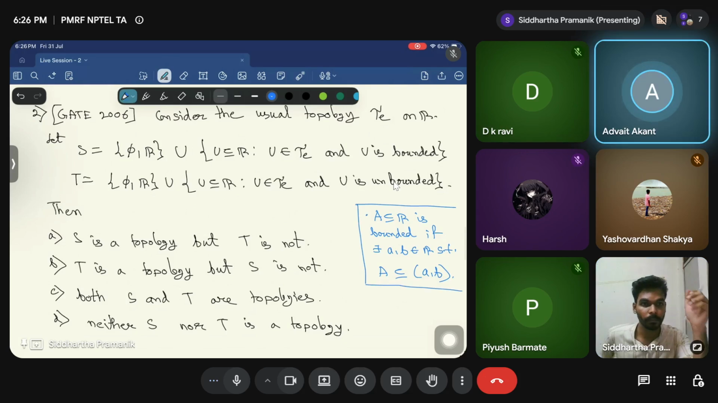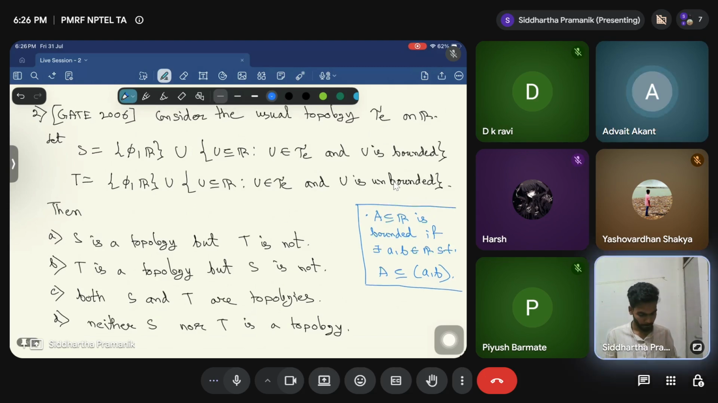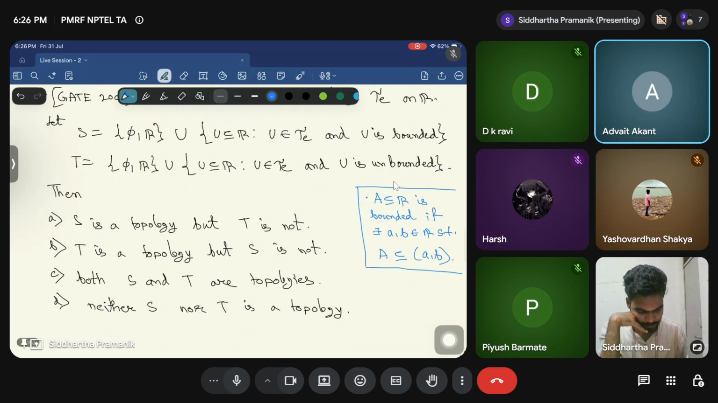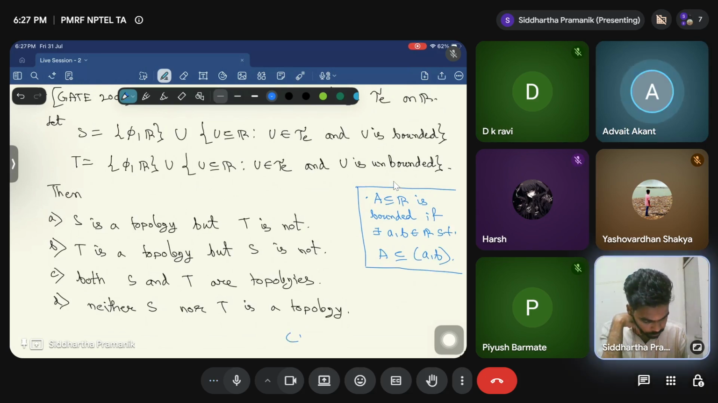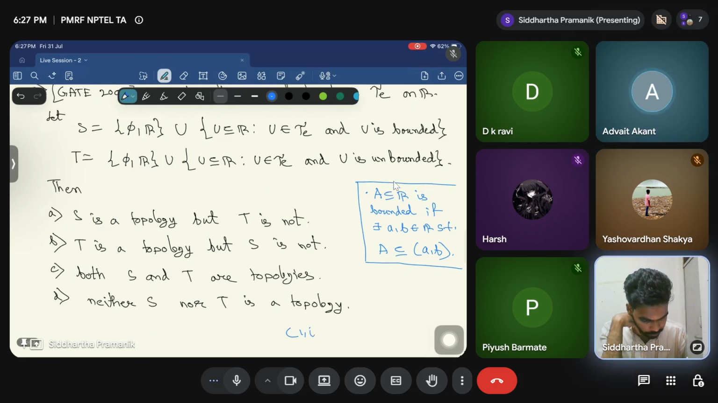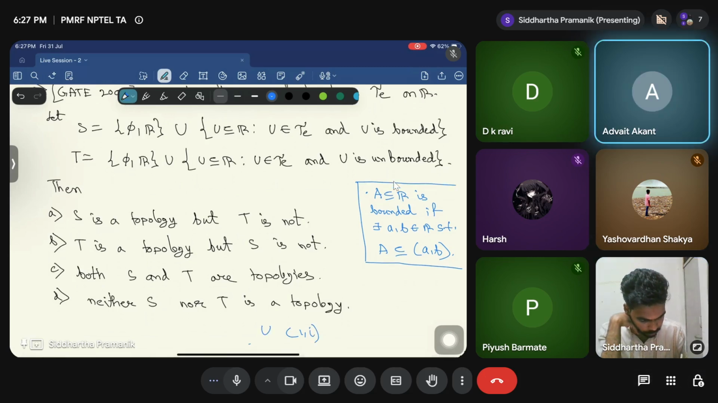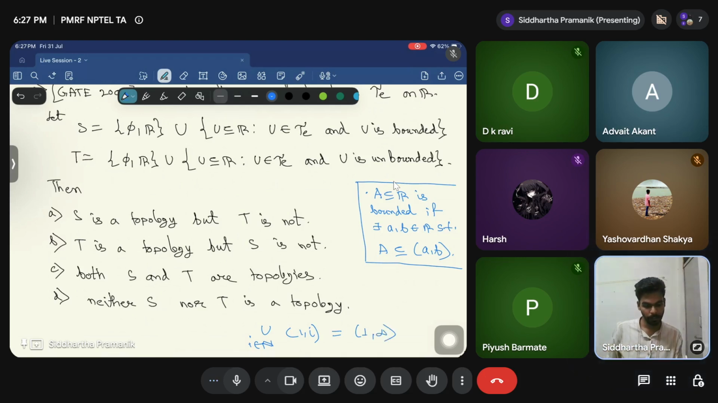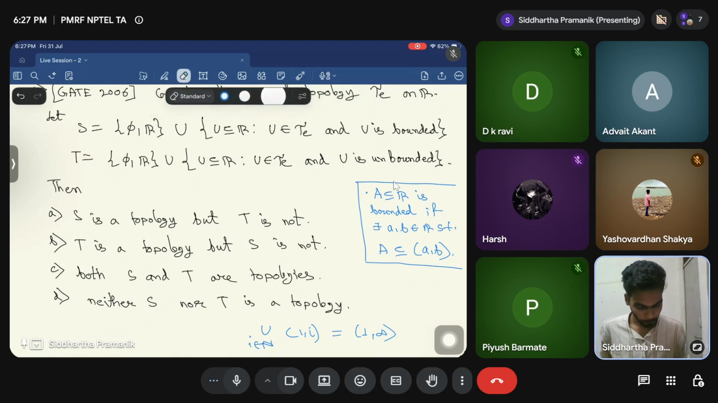Sir, neither S nor T is a topology. Okay, but how? For the first case, for S, we can take the union over i in R of the open intervals (1, i). Okay, then this will be (1, infinity). But this is not a bounded set. So this is not closed under arbitrary union.